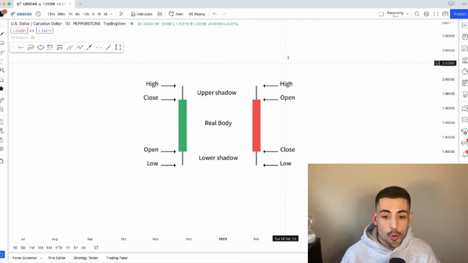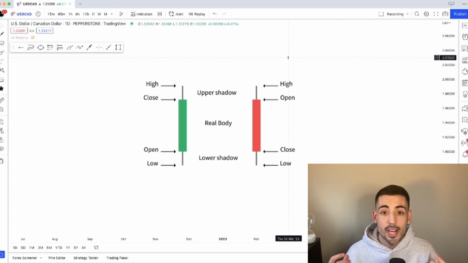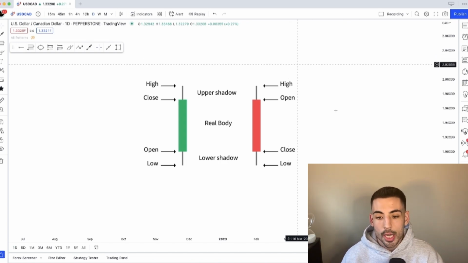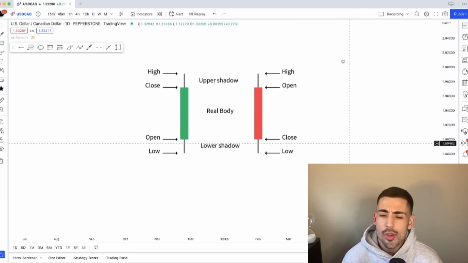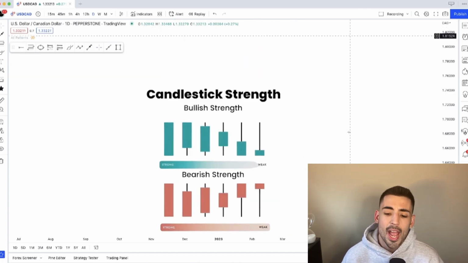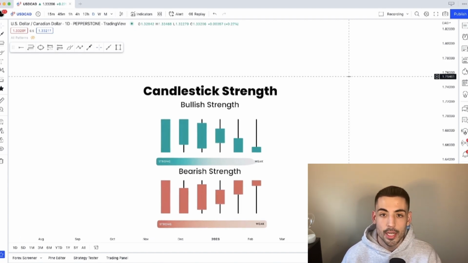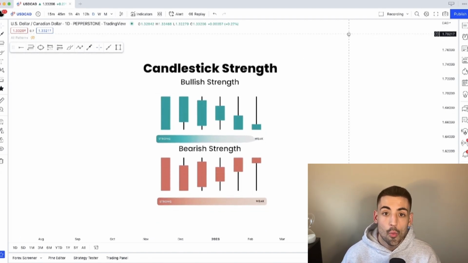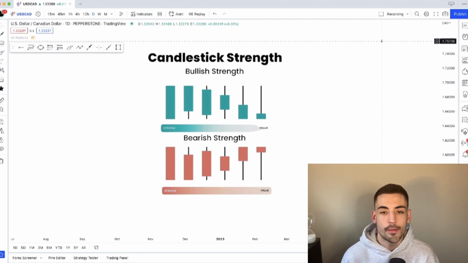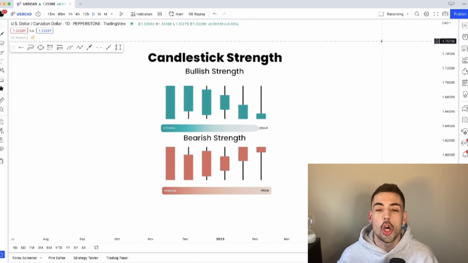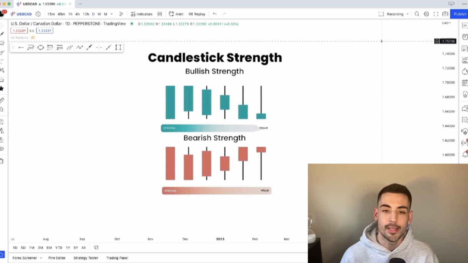So this is how you effectively read these candles. You want to make sure to understand the wicks and the real body, and understand the opening and closing price while understanding the highs and the lows. So let's take a look at the strength of these candles and how you could monitor it. There are two pieces of criteria that we need to monitor in order to get a good understanding of how strong or weak these candles are.